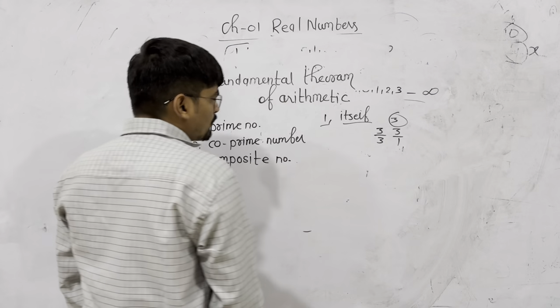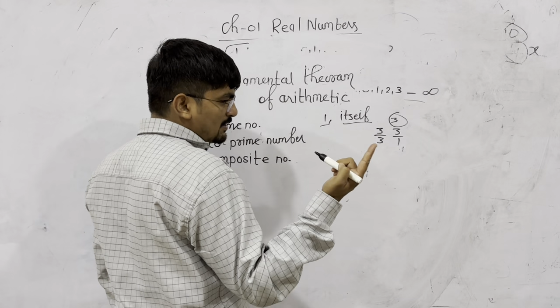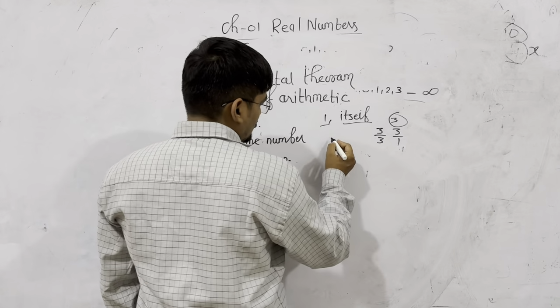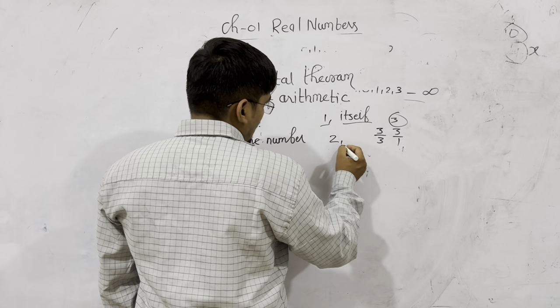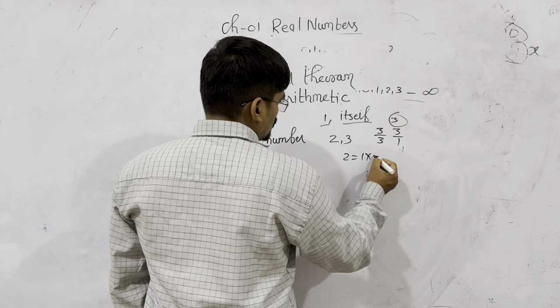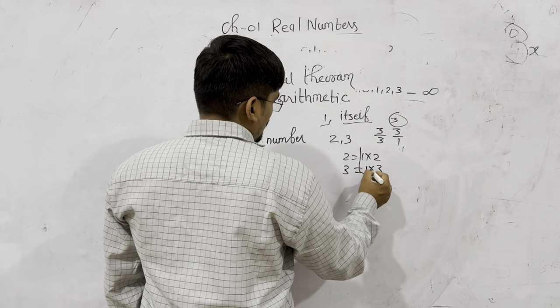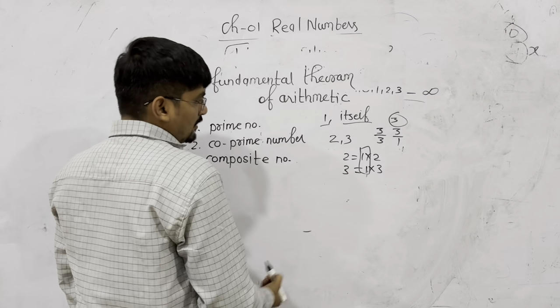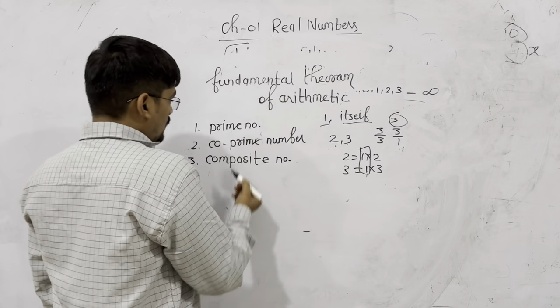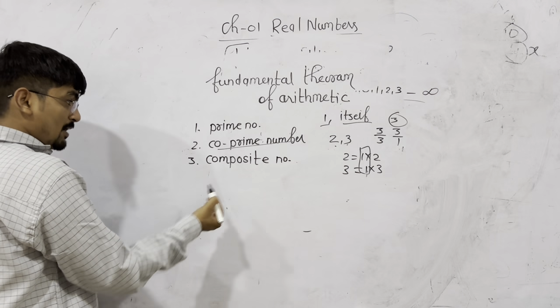What is co-prime? A pair of any two numbers which have 1 as the only common factor, like suppose 2 and 3. We can write 2 as 1 into 2 and we can write 3 as 1 into 3. Here 1 is the only common factor between 2 and 3. So 2 and 3 would be known as co-prime numbers. We also call it relatively prime or mutually prime numbers.